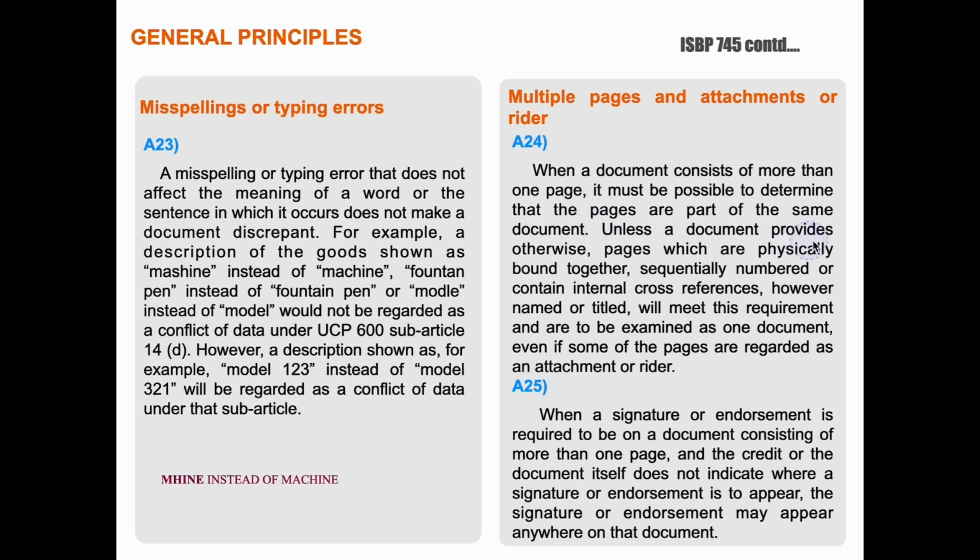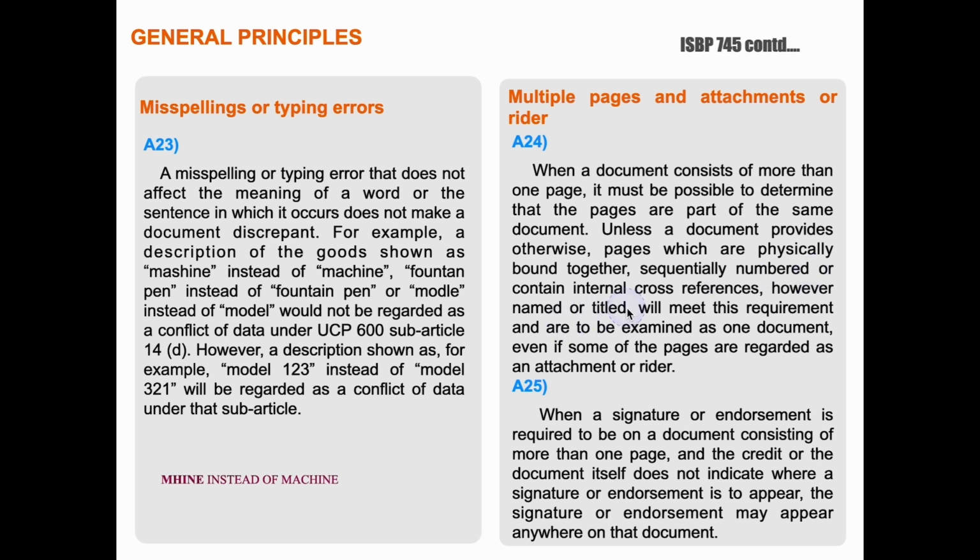But unless a document provides otherwise, pages which are physically bound together, meaning stapled or stuck together, and sequentially numbered, meaning 1, 2, 3, or contain internal cross references. Let's say in one page of the bill of lading, it is mentioned to please refer to the next page for onboard notation. So here is a cross reference in the first page about something in the second page of a document. If that is there, then we will consider both pages as part of the same document.